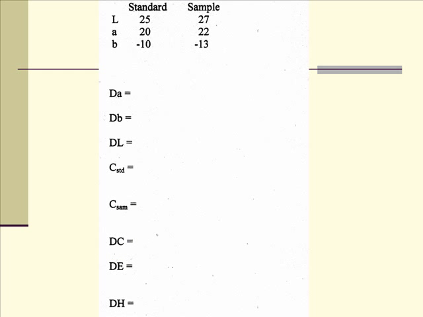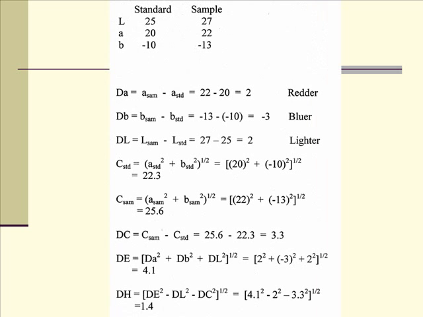Here's an example of two different colors' LAB numbers. We have our standard and our sample. We could calculate all of those values. If we look at these, start with the delta A. It's the A of the sample minus the A of the standard. 22 minus 20 gives us a positive 2. So that positive 2 delta A means that the sample is redder than the standard.